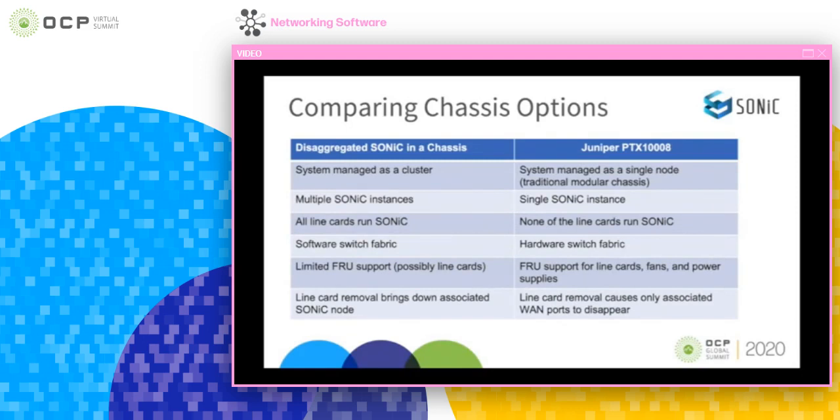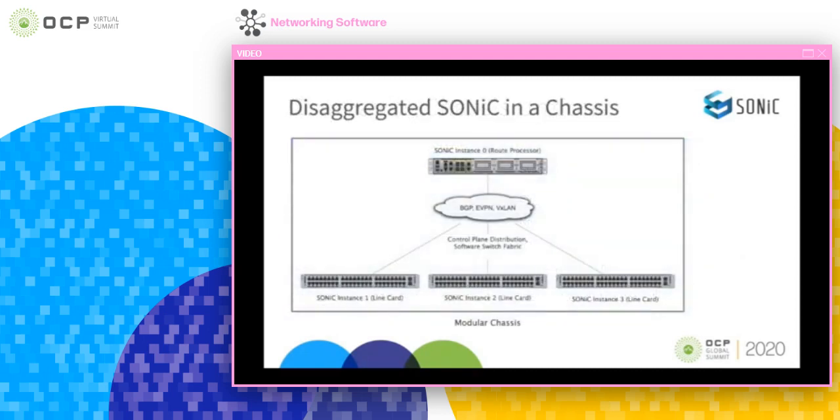We believe this to be superior because it takes advantage of the hardware switch fabric. It has simplified management, and because a single IP address is associated with the node, there are reduced routing adjacencies, leading to better scalability. Here is a diagram illustrating disaggregated SONiC in a chassis.